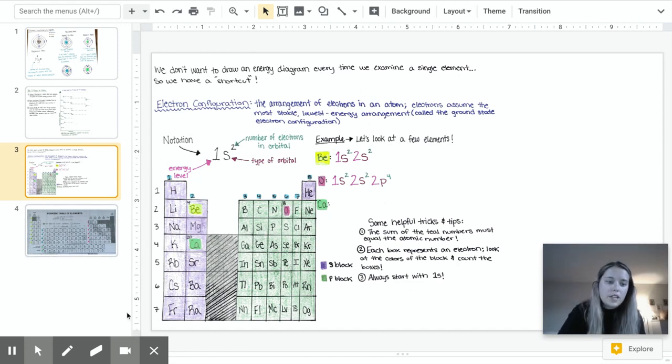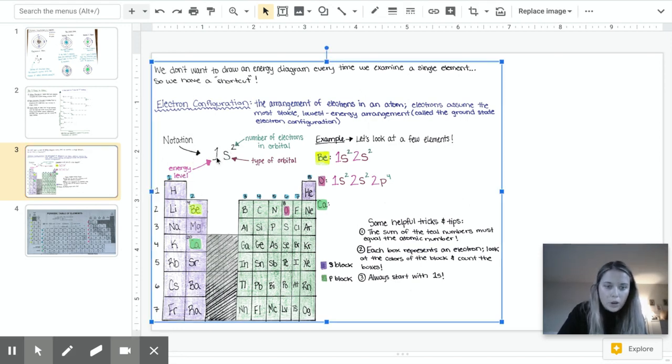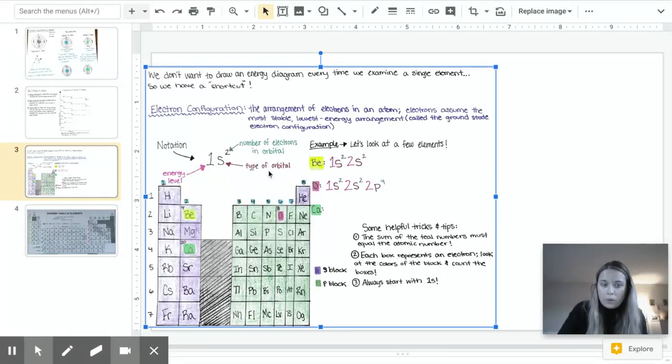So I have this notation here. The energy level is represented by this 1, okay? The type of orbital, now remember, there's 4 different types, s, p, d, f, is represented by its letter. And then the number of electrons that are in our orbital is represented by the superscript.